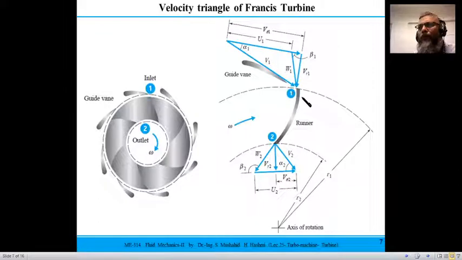Your absolute velocity of the fluid is decomposed into two vectors. One is the tangential vector, which is v theta 1, and one is in the radial direction, which we call vr1. Radial direction is perpendicular to the tangential direction. The same is true with the velocity V2, which is transformed into two components, vr2 and v theta 2. So V2 is the absolute velocity of the fluid, with one component in the tangential direction and the other in the radial direction. The same equation of turbomachines is used to calculate the power transferred from the fluid to the shaft, and the same type of working is required.